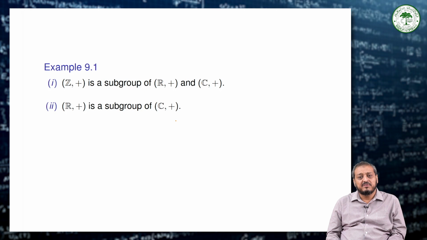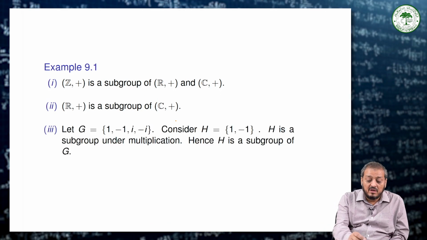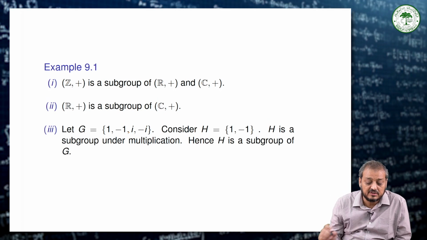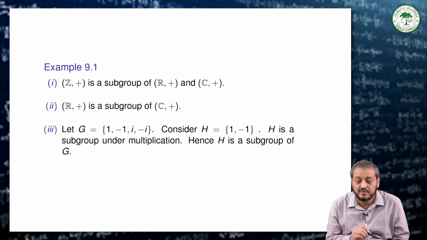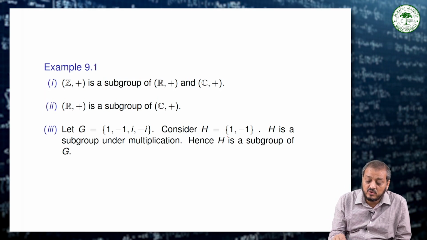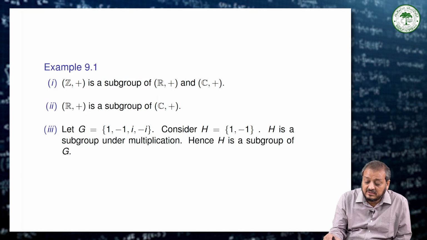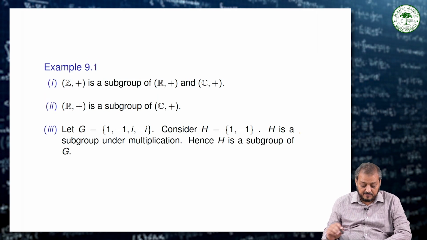Now we try some examples for a finite group. Let G = {1, -1, i, -i}, and we already showed that this is a group under the binary operation of multiplication, and consider H = {1, -1}. So, H is a subgroup under multiplication.